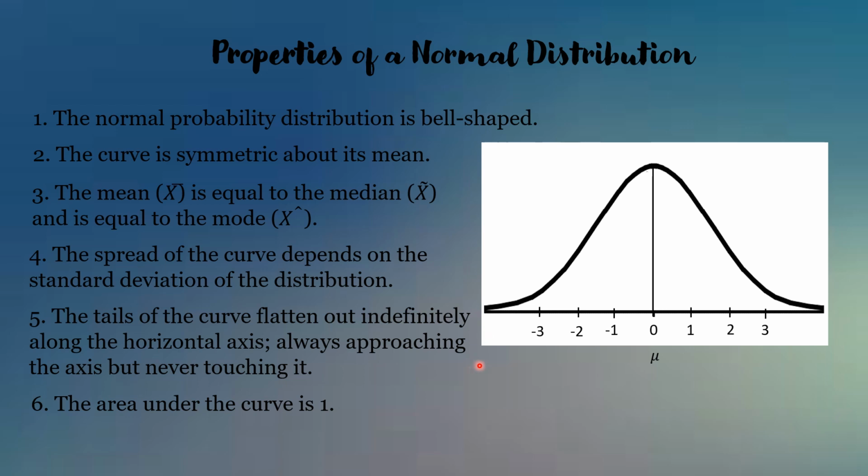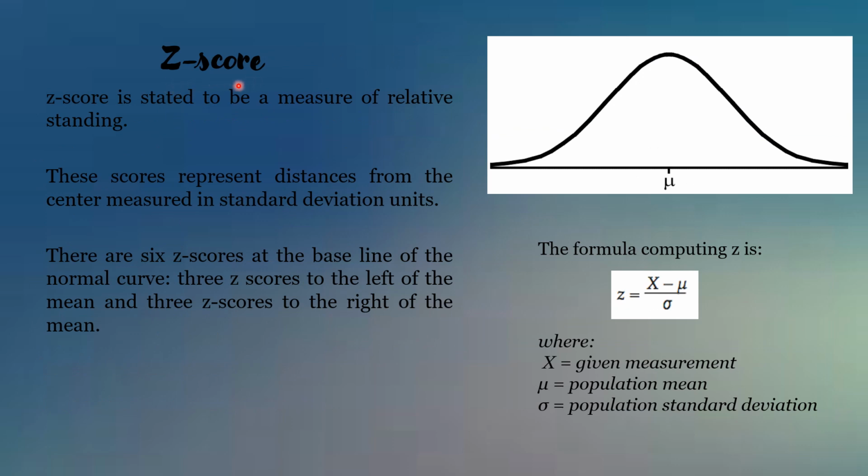magtatagpo. Okay? Then last, the area under the curve is 1. Okay, so yung area ng ating normal distribution is total to 1 or 100%. So itong nandito sa loob, that is total to 1 or 100%. Okay, so what is the Z-score?